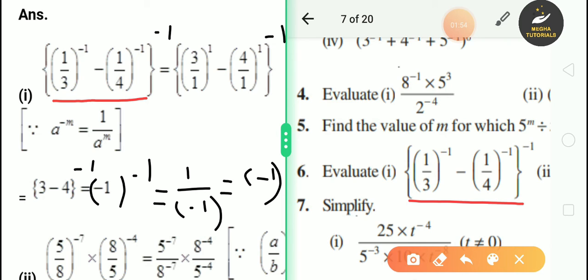So using a raised to minus m is equal to 1 upon a raised to m, we can write 1 upon 3 raised to minus 1 as 3 upon 1 raised to 1 and 1 upon 4 raised to minus 1 as 4 upon 1 raised to 1. Okay. So 3 upon 1 raised to 1 is 3 and 4 upon 1 raised to 1 is 4. So in the next step we will get 3 minus 4 whole raised to minus 1. 3 minus 4 is minus 1. So we'll get minus 1 raised to minus 1. So using the same law we can write it is equal to 1 upon minus 1, which is equal to minus 1. So minus 1 is the final answer.